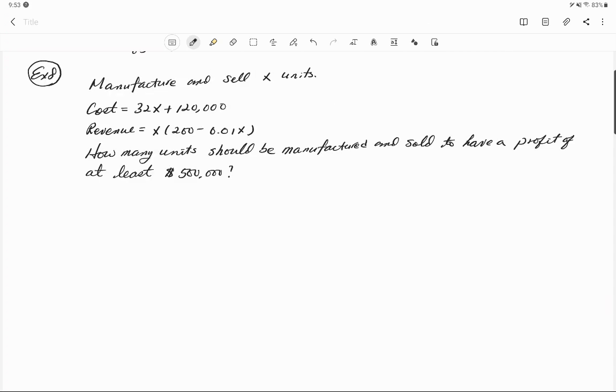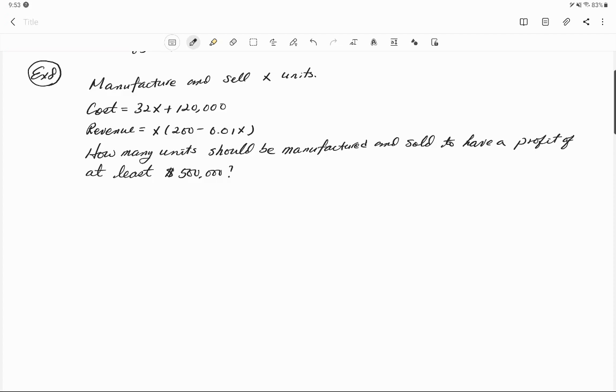Okay, one last example. A company is manufacturing and selling x units. When you manufacture x units and sell all x units, the equations are given. The cost equation is 32x plus $120,000. And when you sell this product, the revenue will be x times (200 minus 0.01x). Then how many units should be manufactured and sold to have a profit of at least $500,000?